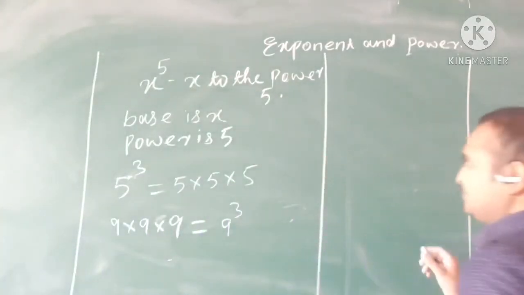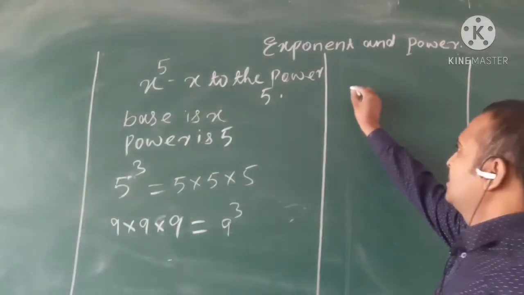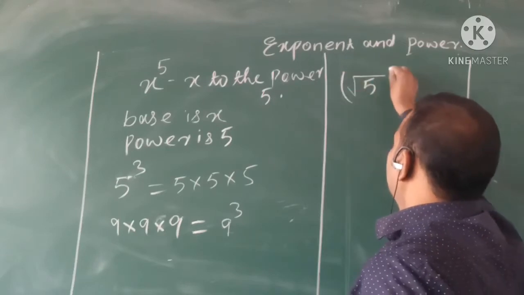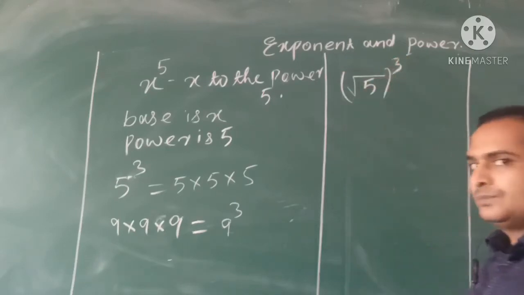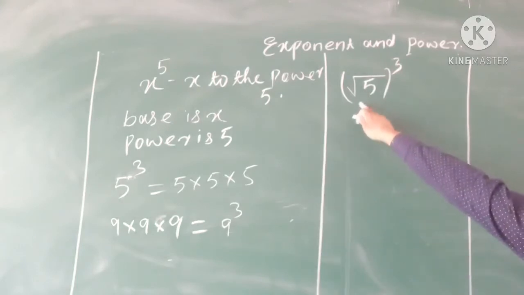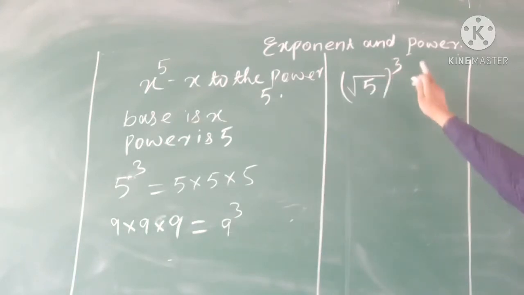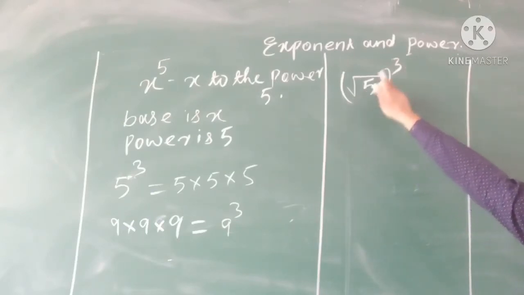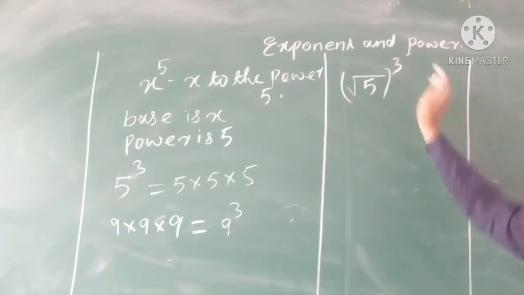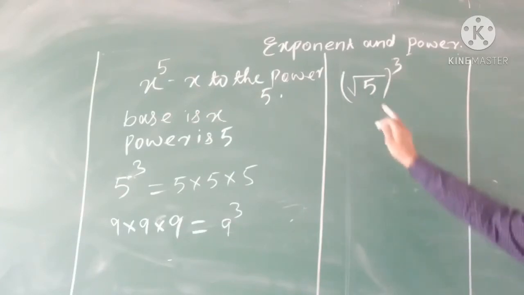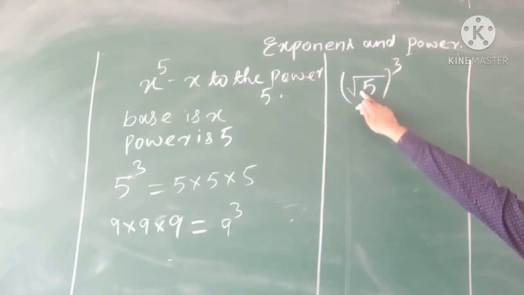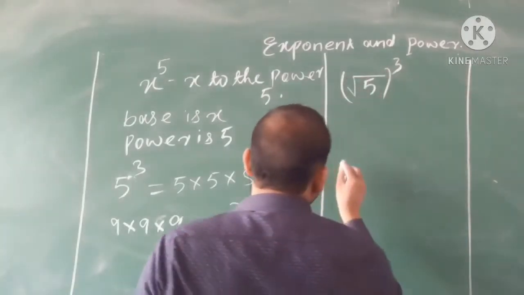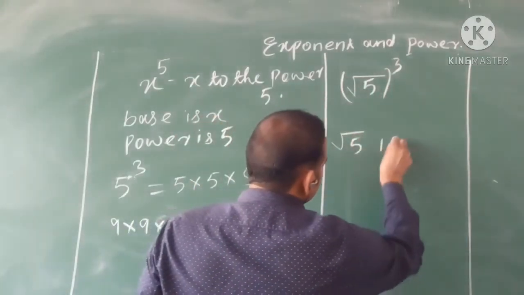Let one example. Root 5 to the power 3. Root 5 is radical and its power is 3. Then their base is root 5 and exponent is 3. And how to change this radical into exponent?